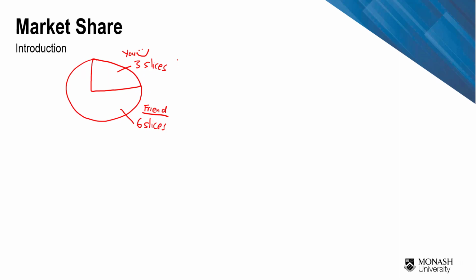So if you convert this to a share of how much you actually ate, you ate 3 out of the total slices possible, which is 9. So you ate 1/3 of the pizza. This is converted into 33.333%, just recurring 3. So you can say about 33%. Let's just make it a whole number.